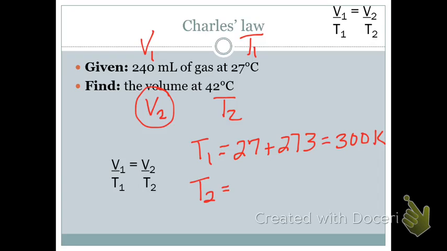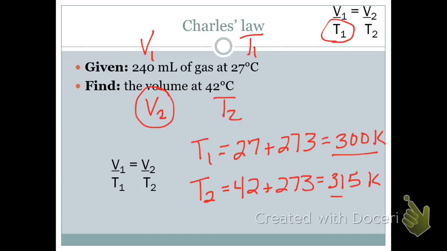T2 is 42 plus 273. So 42 plus 273 is equal to 315 Kelvin. That is where you put your T1 and that is where you're going to put your T2. And you plug and chug again. Then we're going to cross multiply, make it into a linear equation, and we'll solve for what is unknown.